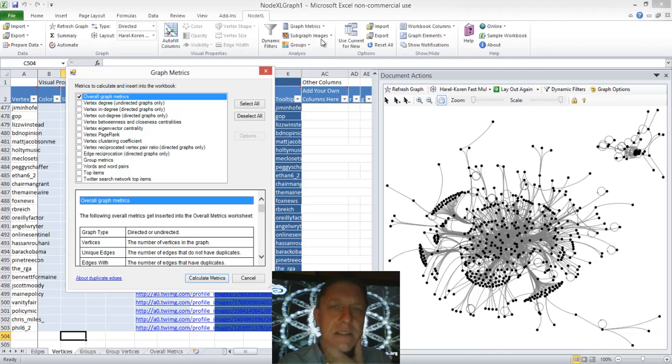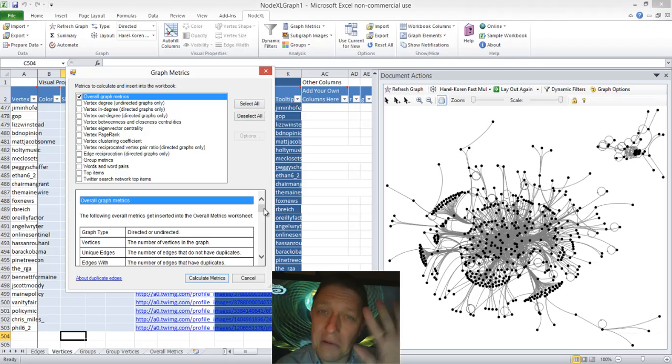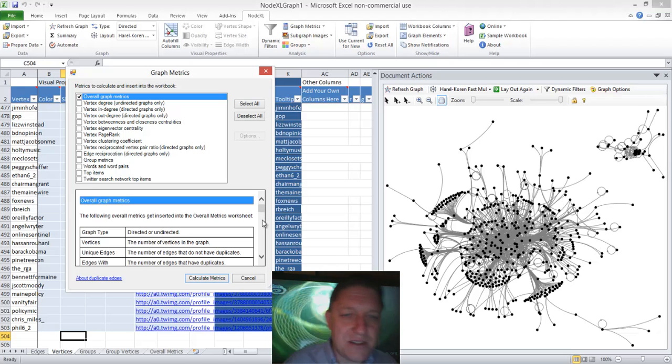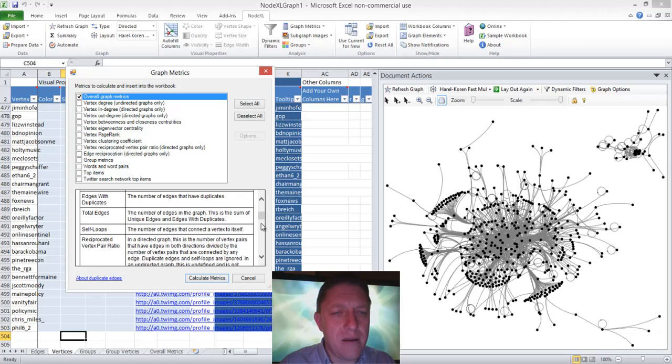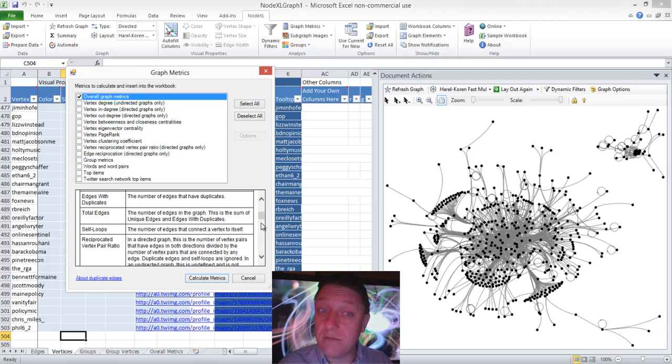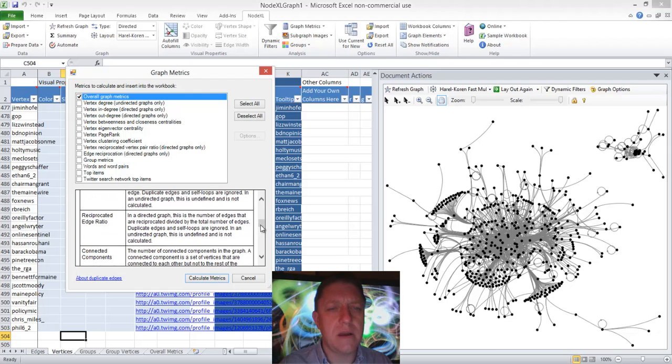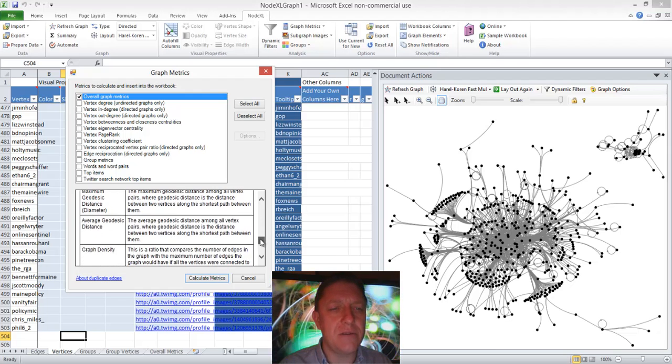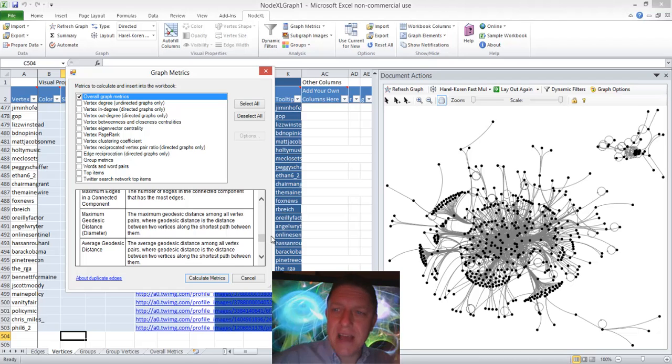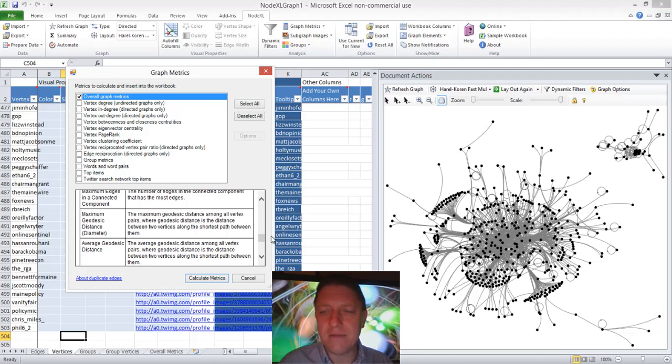So I clicked graph metrics in the NodeXL tab. I can get some overall graph metrics. I can find out how many vertices there are. I can count that myself, but I could calculate it. How many edges there are. The number of edges that have duplicates, that occur more than once. I can find out the maximum geodesic distance. How far do you have to go between two individuals?